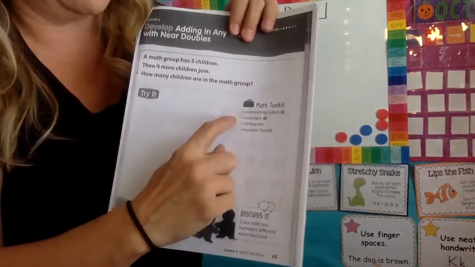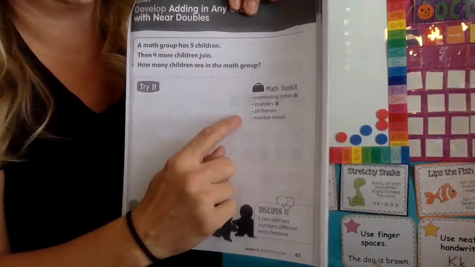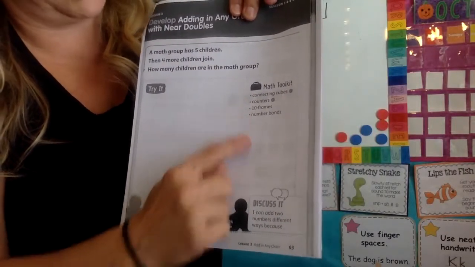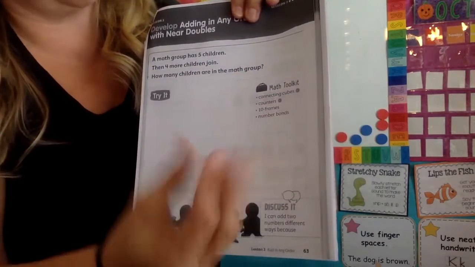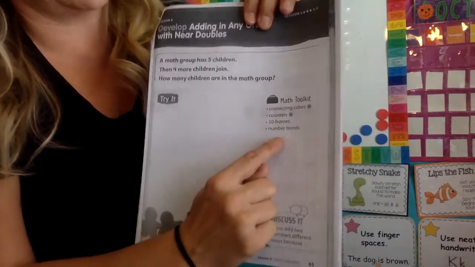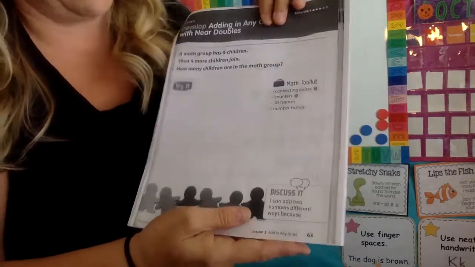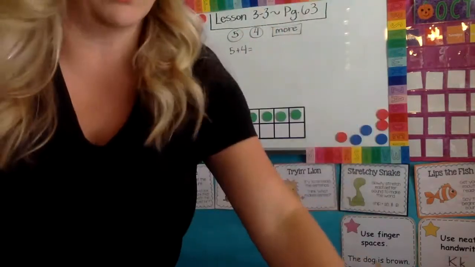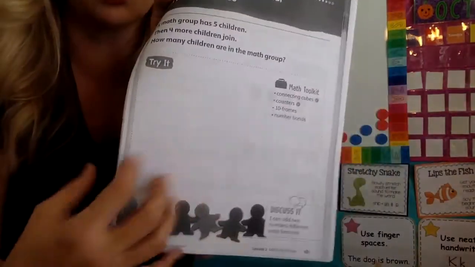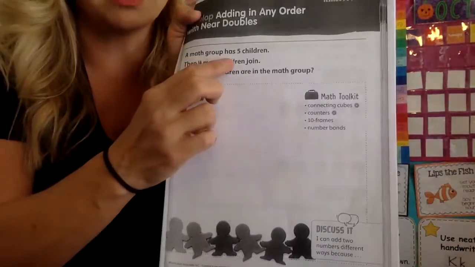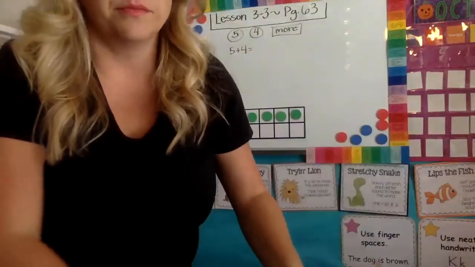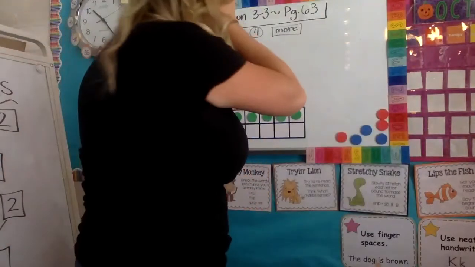Over here it tells you what you can do to solve this. You can use connecting cubes, counters, 10 frames, number bonds. Those are all the tools you're going to use. Some of them you can touch, and some of them you just have to use, like number bonds. You just write those down. Okay, so I wrote up on the board, this is where you are going to try it. So you're going to try this on your own. 5 plus 4 more. How many do you get? So go ahead and pause it and hit play.